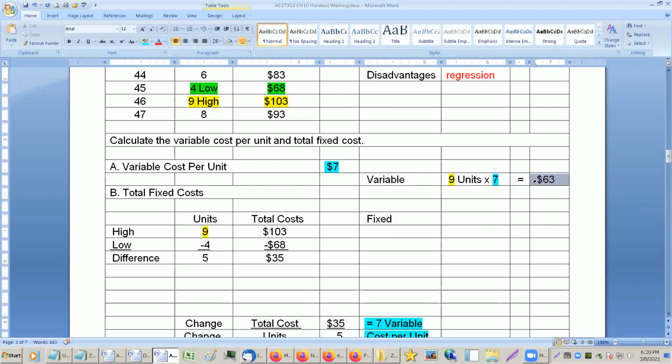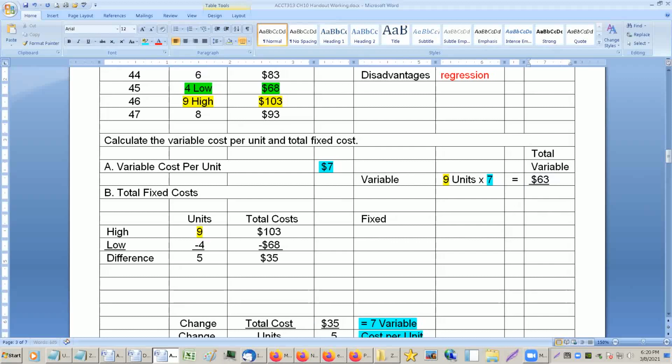Okay, so this is the variable cost in total. So this is the total variable cost. Okay, well, if 103 is the cost of variable and fixed, and 63 is variable, then the rest must be fixed.